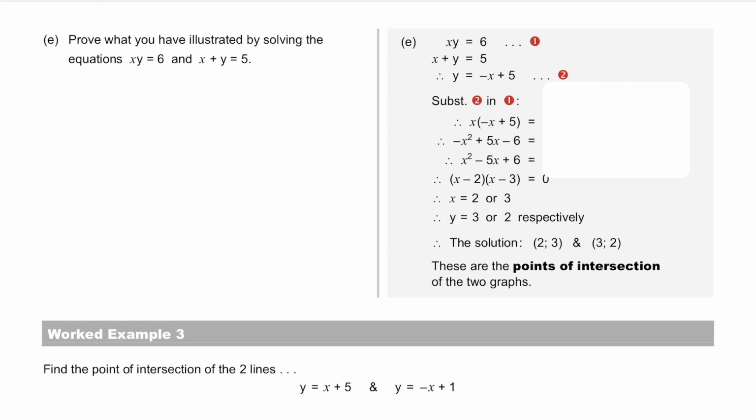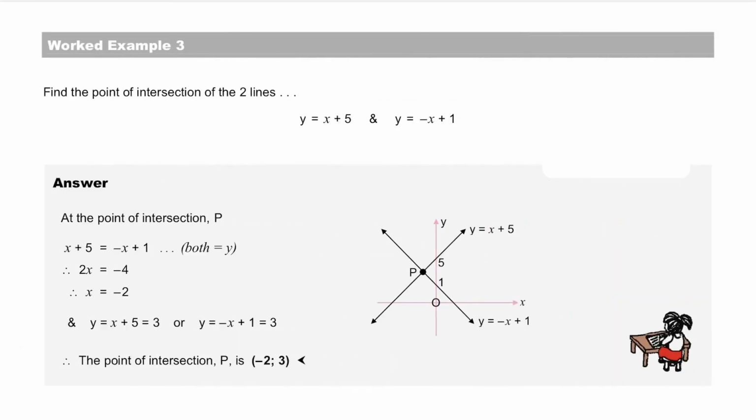Now try worked example 3 and pause to answer this question. Pause to check your answer. Once again, simultaneous equations, meaning they have to be true at the same time. And so when solving the equations, we found the point -2, 3.